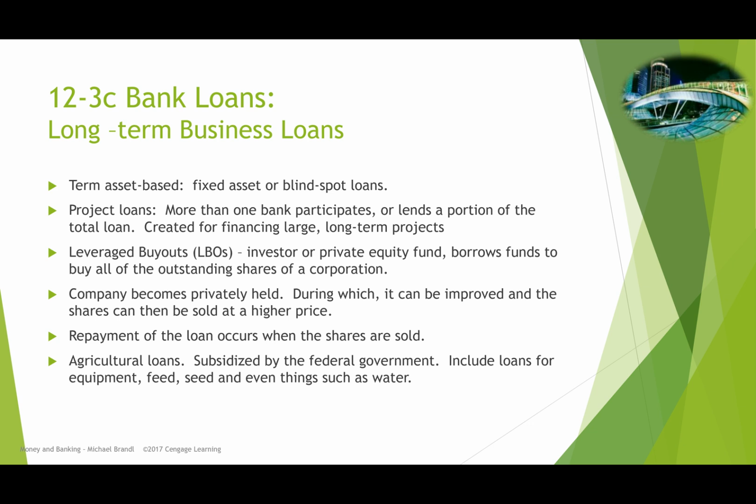Agricultural loans, these are subsidized by the federal government. So these are special types of loans usually, and they are for either industrial agricultural companies. They can be for medium-sized farms as well, and they include loans for things like equipment, feed, seed, and even things such as water.